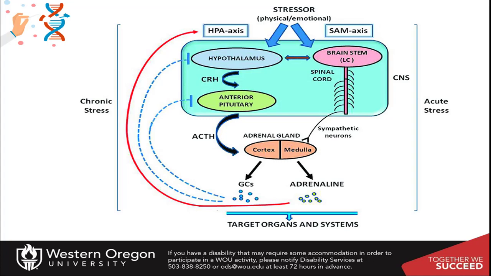The cortex is the one that will release the glucocorticoids like cortisol. And the medulla part of the adrenal gland is the one that releases the adrenaline. Right? So you've got the SAM axis and the HPA axis.